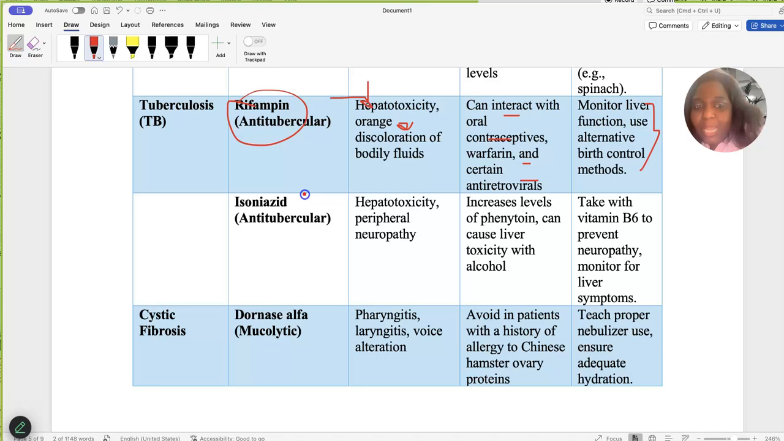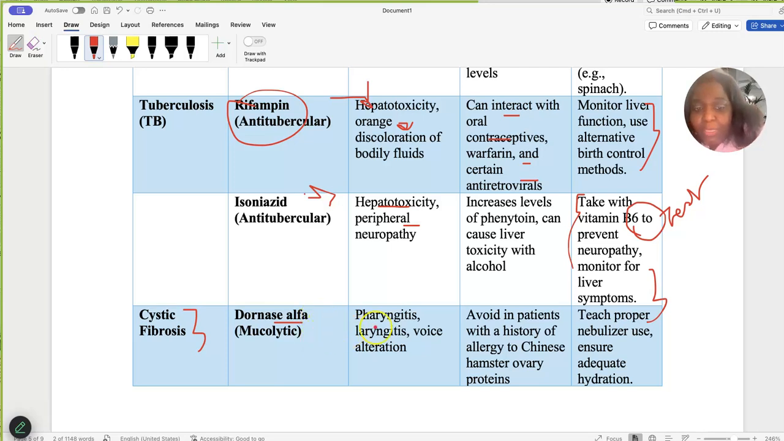And of course, isoniazid. Isoniazid is an anti-tuberculosis drug too. And of course, hepatotoxicity, peripheral neuropathy, it increases the levels of phenytoin and can cause liver toxicity. Guys, this side effect profile is ridiculously high, but I do understand what we need, right? So what is the main teaching here? We have to give this with vitamin B6. Don't forget, this is frequently tested. When you're on isoniazid, you have to take vitamin B6 to prevent neuropathy. And you also have to monitor for what? Liver symptoms.